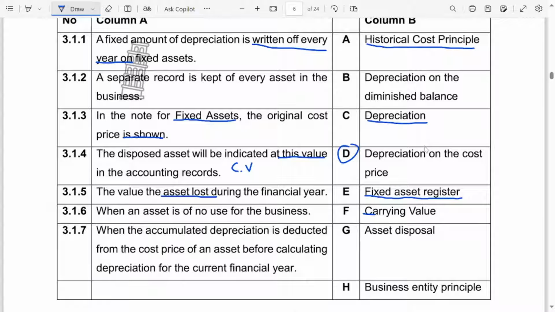When an asset is of no use to a business. When the asset is no use for the business, which one is that? That is the asset disposal, because when the asset is no longer used for a business, then we have to dispose of it. So the answer is G.